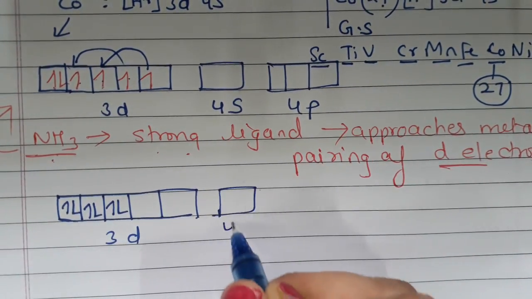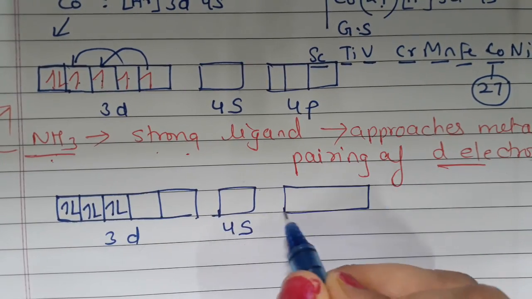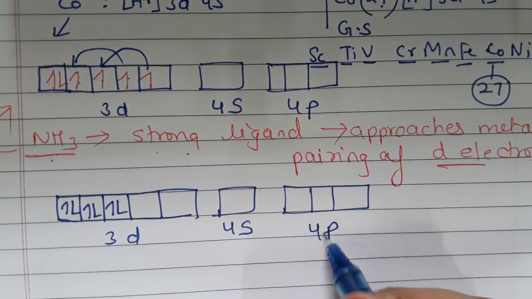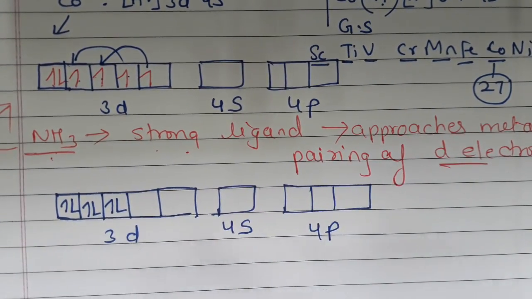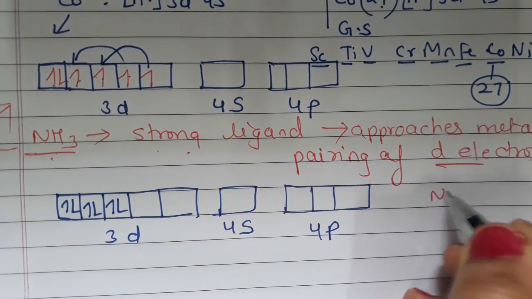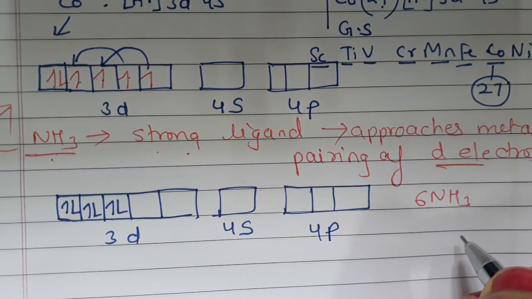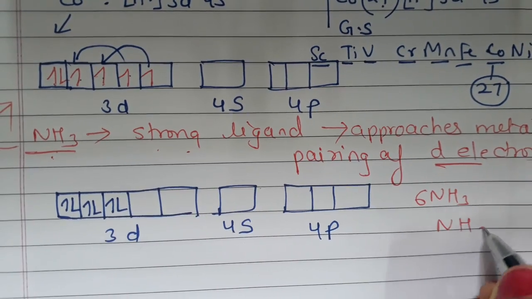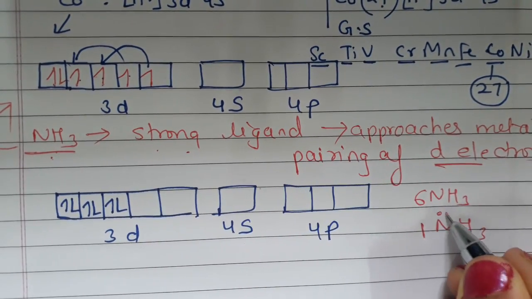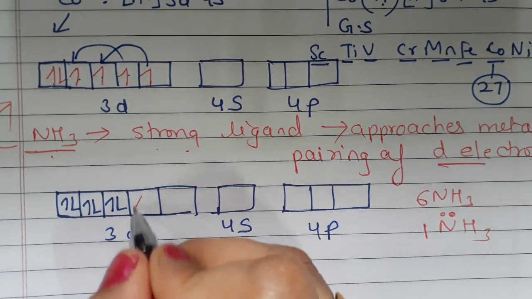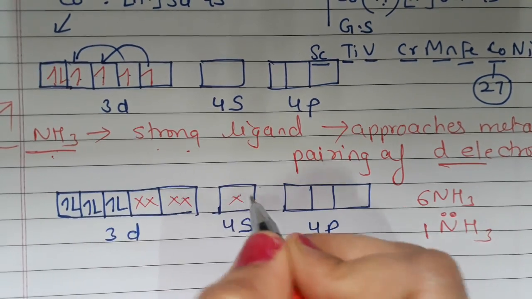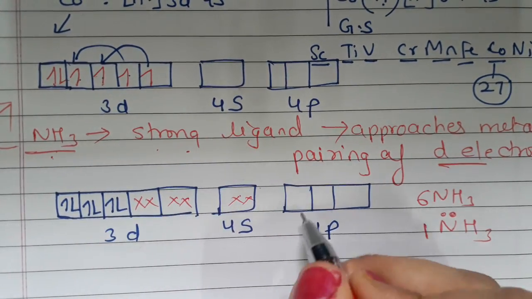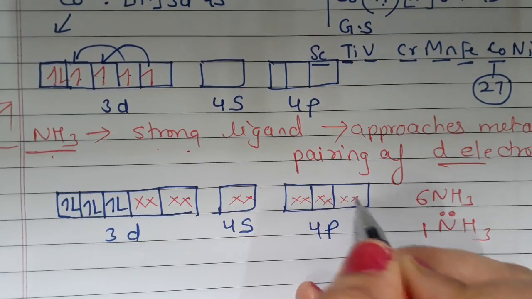Okay. Now we have 4s and we have 4p. Fine. Now what is going to happen? Ammonia, NH3, 6 ammonia ligands. We all know that each ammonia has one lone pair of electrons. So these lone pairs of electrons will be given over here. Okay, will be donated.